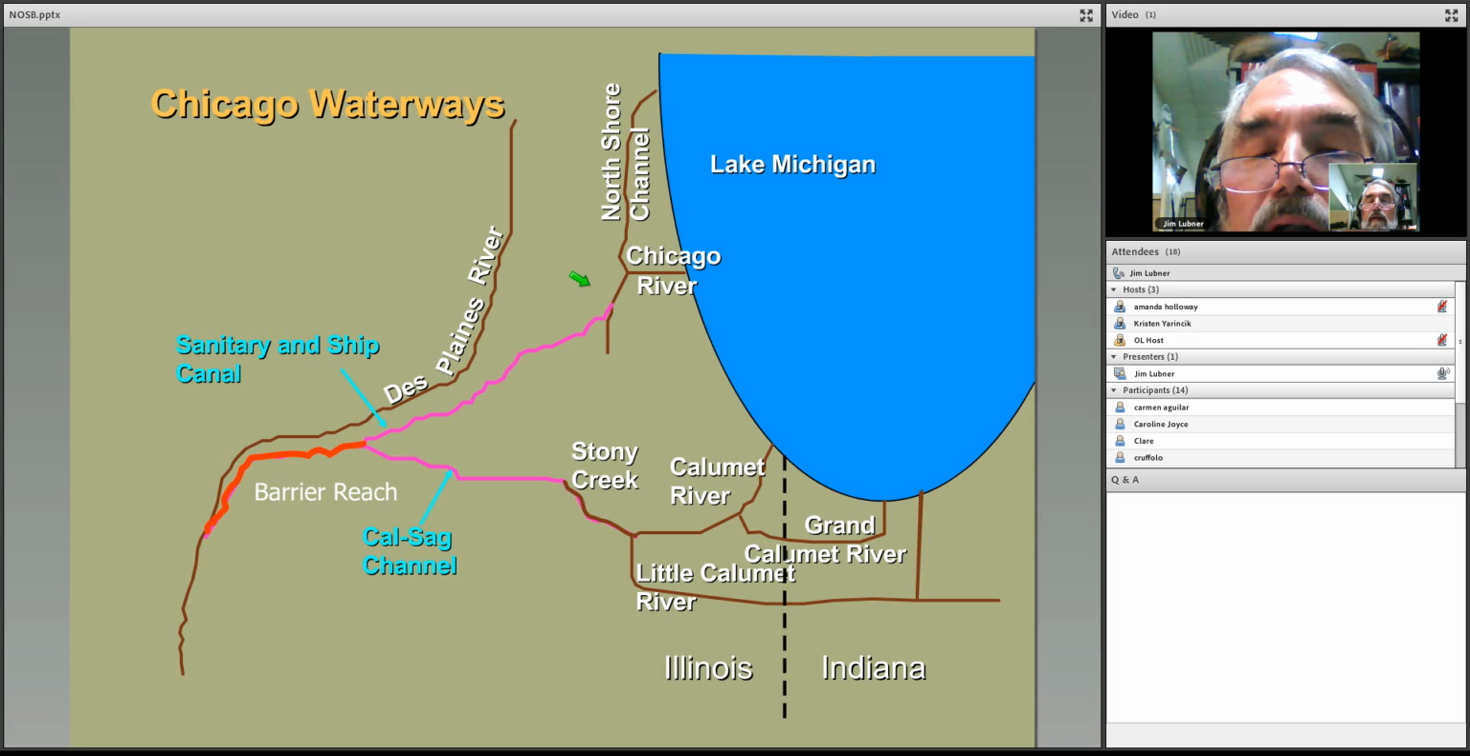It's controversial because barge traffic brings goods through that canal system from the Great Lakes to the Mississippi and the other way as well. So economically, it's a very, very important issue. It also relates to how Chicago disposes of its wastewater.